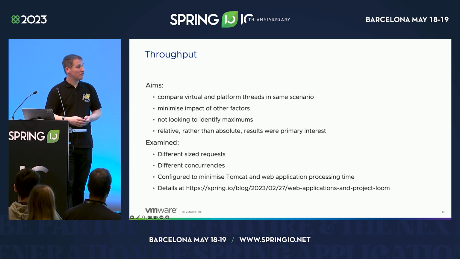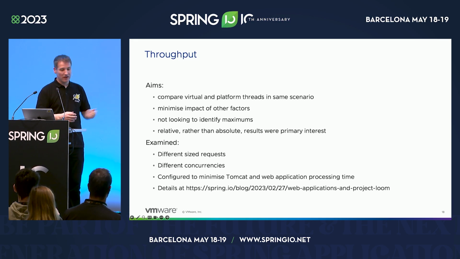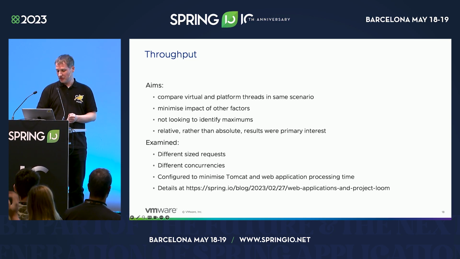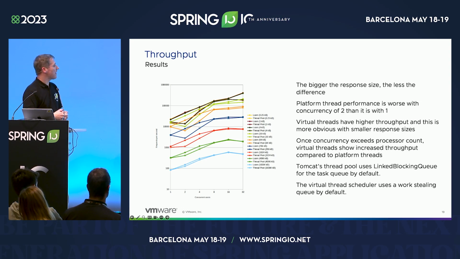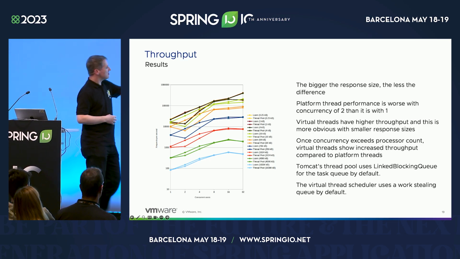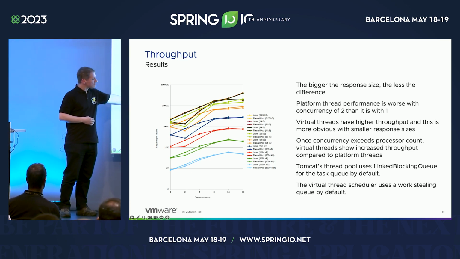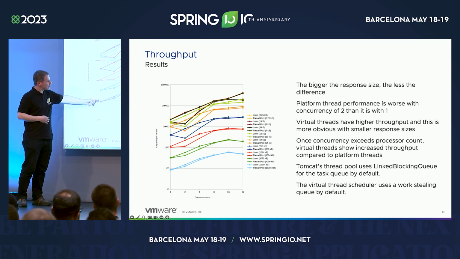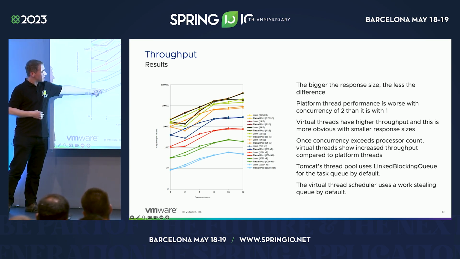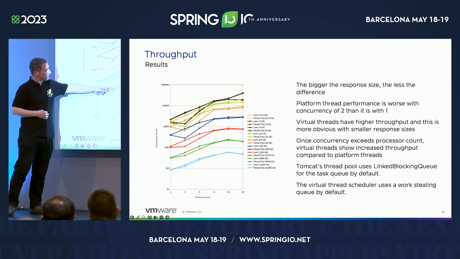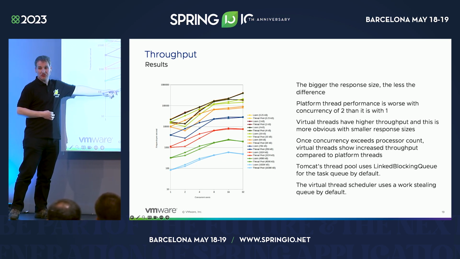The details of the test environment and exactly what I did are all available on that blog. You're welcome to poke at that and point out all the things I've done wrong. And these are the results. So let's start at the bottom. This is the results for a 16 megabyte response. Hopefully you'll be able to see that one of these lines has got a little diamond on it. That's the virtual thread line. And one of the lines has got a little cross on it.